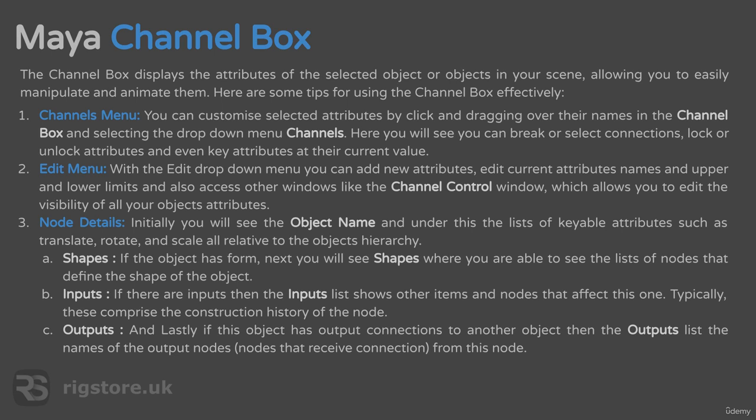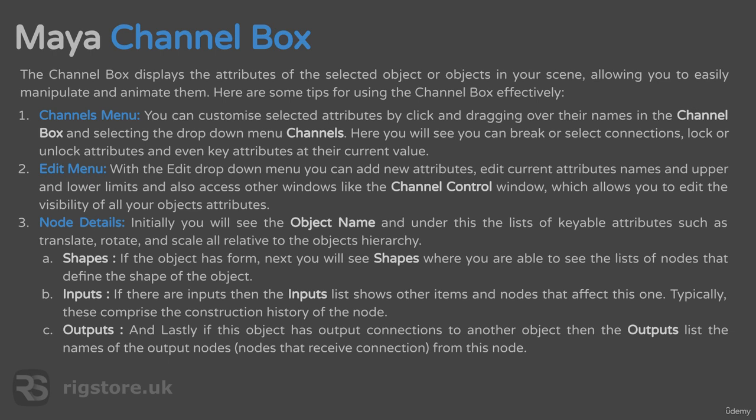The Maya Channel Box. The Maya Channel Box displays the attributes of the selected object or objects in your scene, allowing you to easily manipulate and animate them. Here are some useful tips for using the channel box effectively.